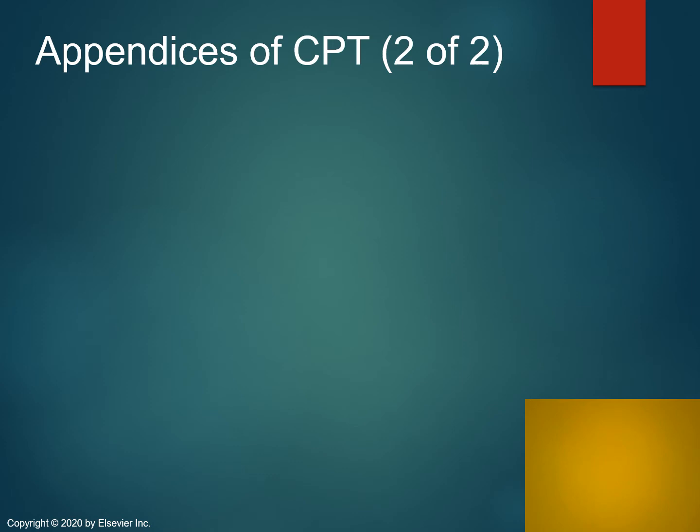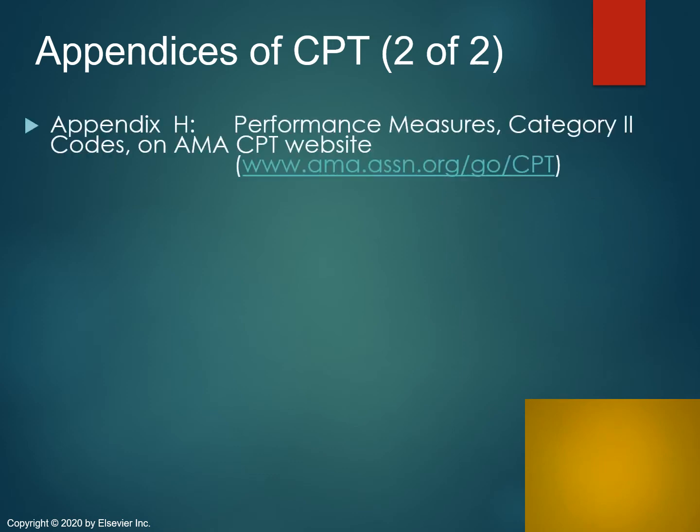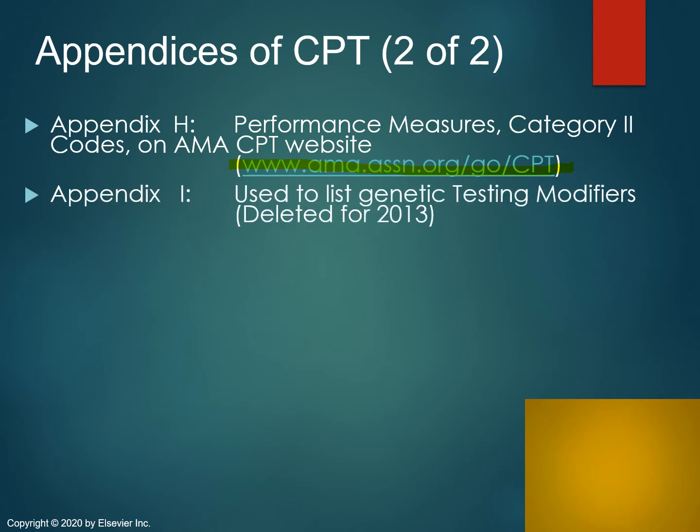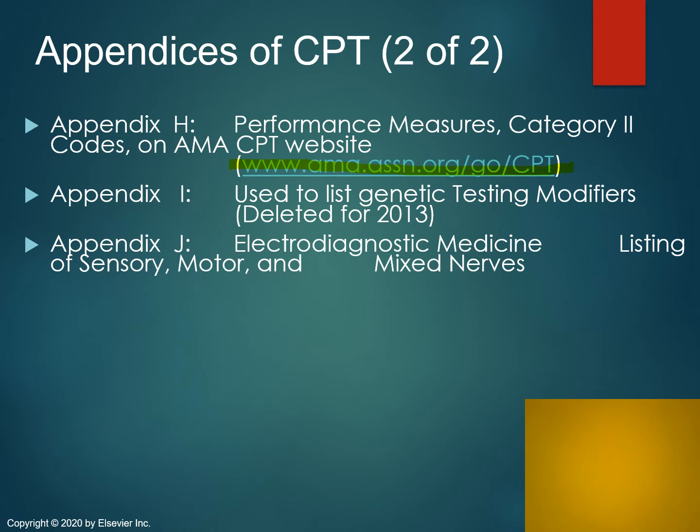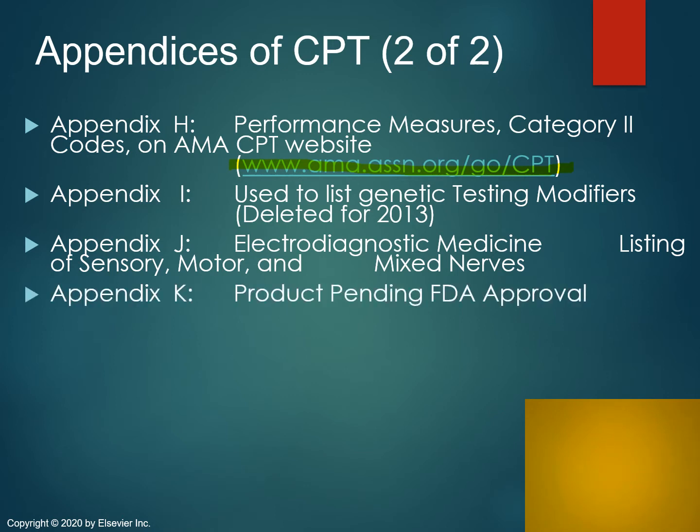Actually, let me mention this one right over here. We have Appendix H, performance measures, Category 2 codes, and those codes are listed on the AMA website. Appendix I is used to list genetic testing modifiers, and it was deleted for 2013. Appendix J, electrodiagnostic medicine, listing of sensory, motor, and mixed nerves. Appendix K, product pending FDA approval.